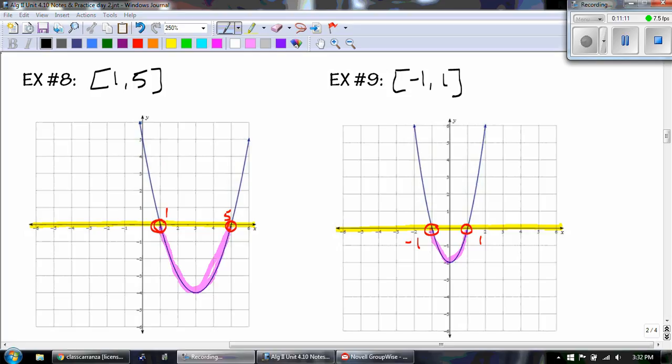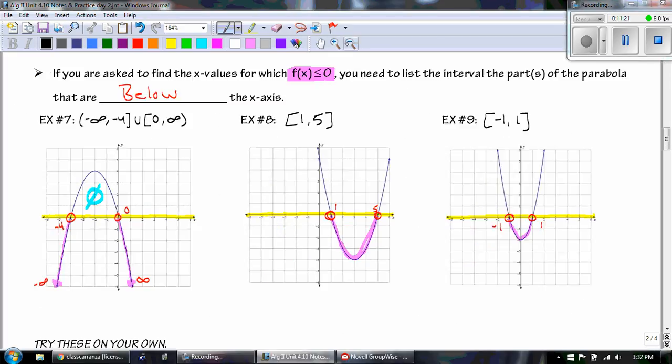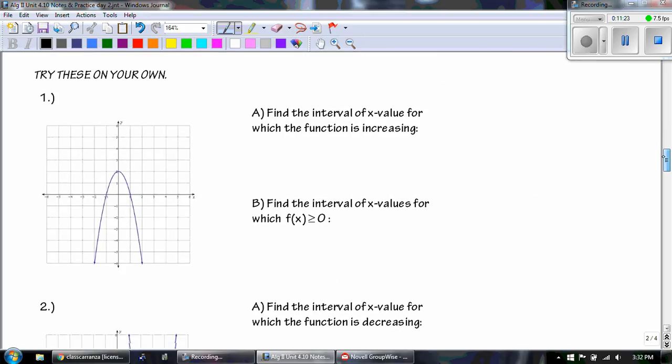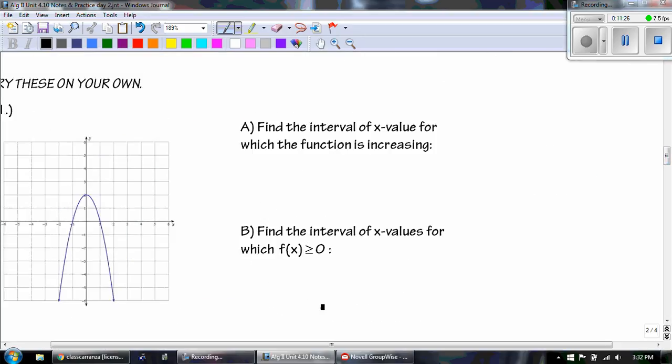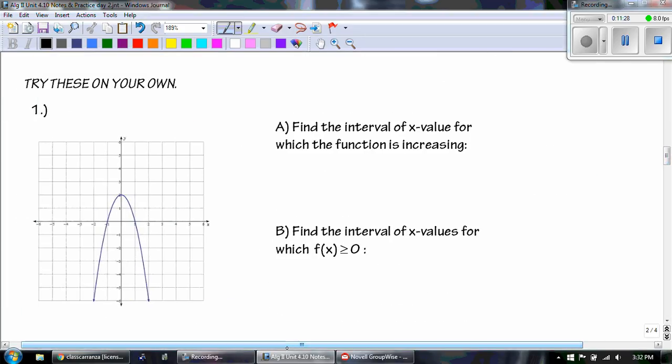Okay, and for number 9, that parabola is below 0, less than or equal to 0, from -1 to 1. Okay. Try these on your own. Find the interval of x values for which the function is increasing. And then we have to find when we are greater than or equal to 0. Okay? Go ahead, try them.